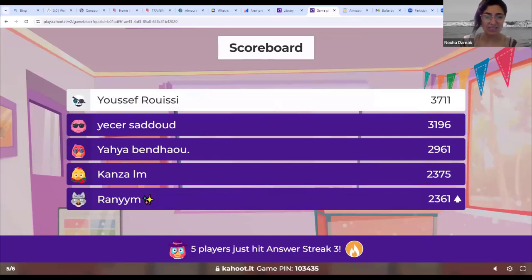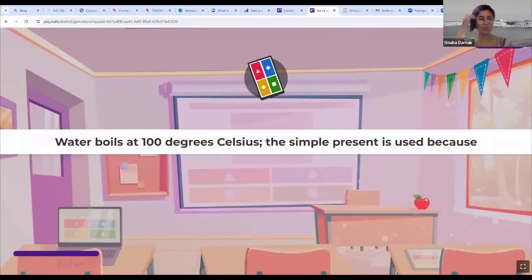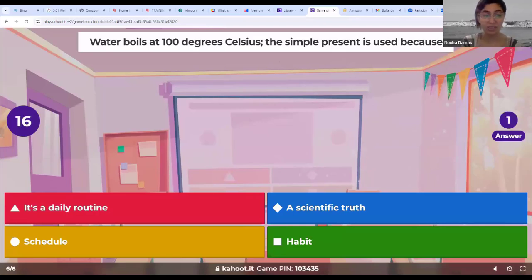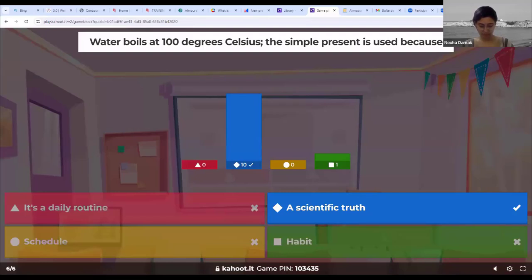And I think it's the last question here. Yeah, the last question. Water boils at 100 degrees Celsius. The simple present is used because it's a daily routine, it's a schedule, it's a scientific truth, or it's a habit. Very good. That's great. A scientific truth. Very good. I'm proud of you. 11 participants, only one said it's a habit, but the others said it's a fact, it's a scientific truth.